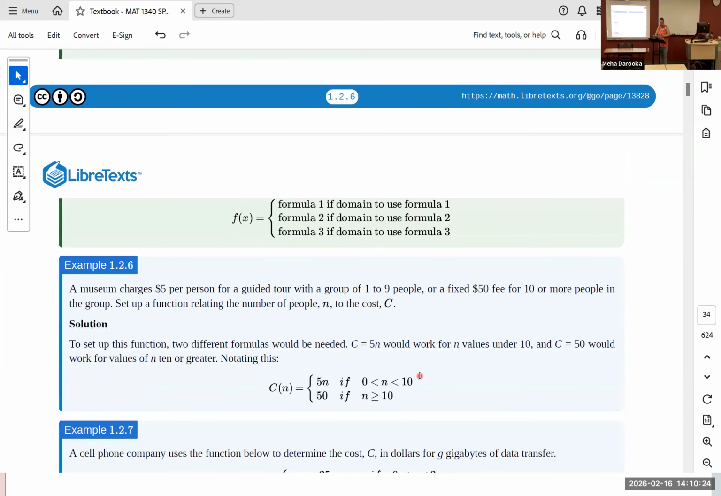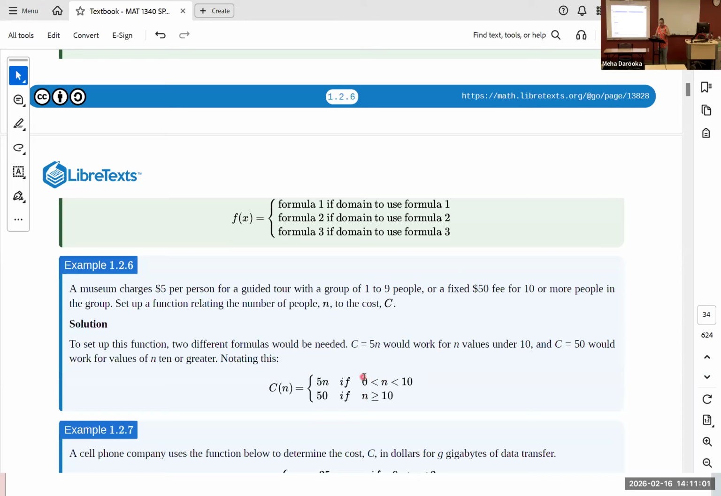So let's take a look at this example here, number 126. They are saying a museum charges $5 per person for a guided tour with a group of 1 to 9 people, or a fixed $50 fee for 10 or more people in the group. So set up a function relating the number of people n to the cost c. So we're basically saying it's going to be $5 per person as long as you have between 1 and 9 people. So that's going to be 5 times n, right? Number of people is the n.